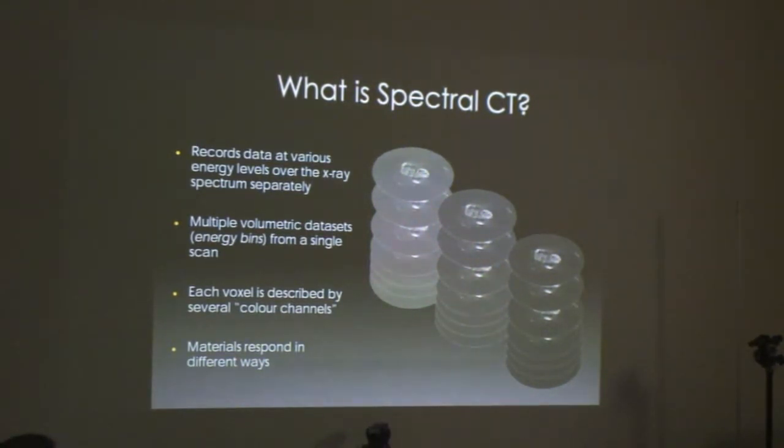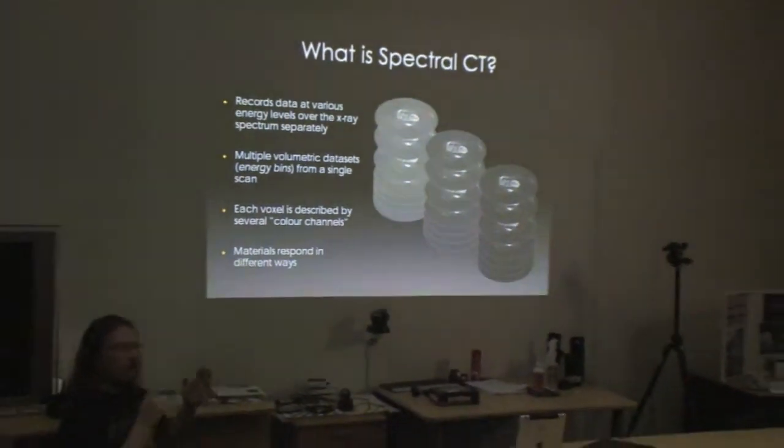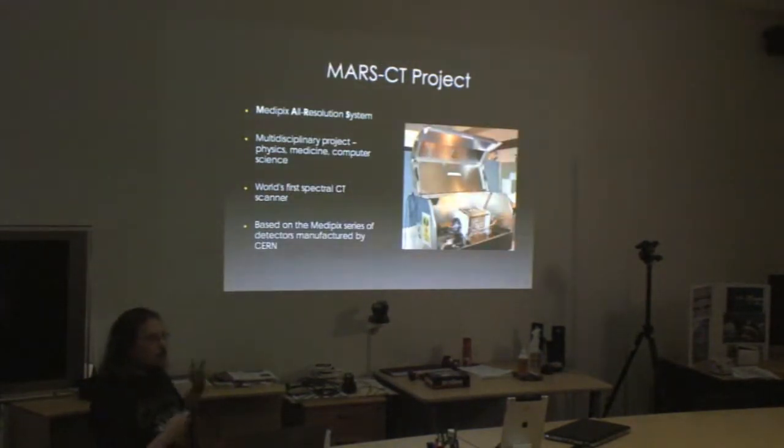Which is, and it works because materials, so different chemicals, respond to X-rays of different frequency. And so if you measure that frequency separately, as opposed to just having one range, which is what normal CT does, if you measure that separately, then you will get a lot more information. And this is what the Mars CT project is doing. We're developing the world's first spectral CT scanner.